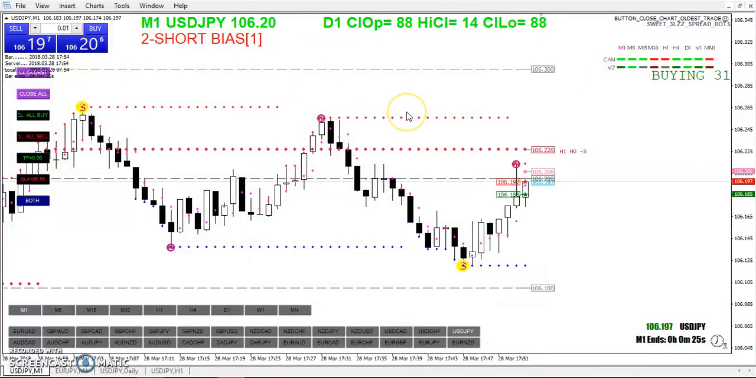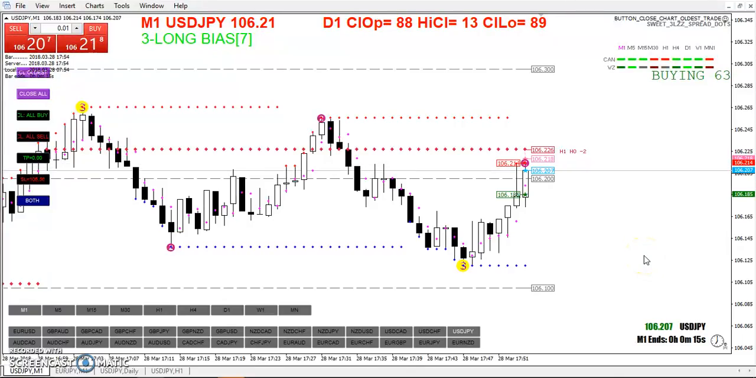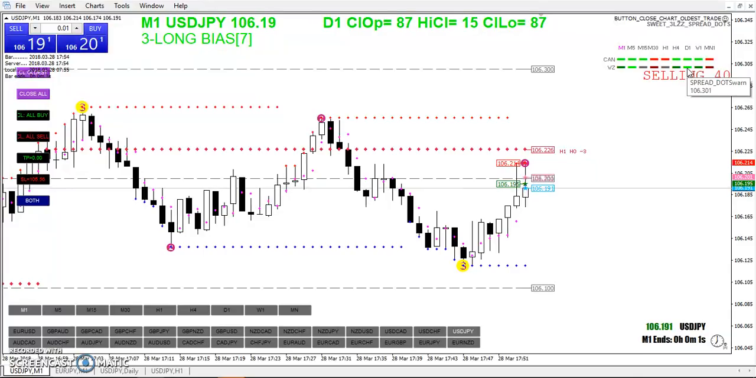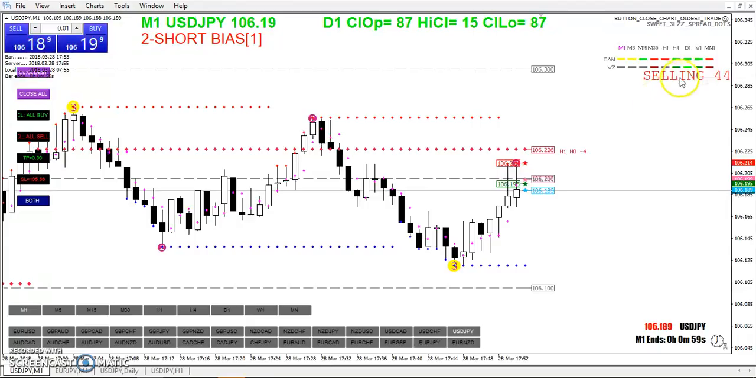Now, how do I trade with the spread dots? Well, what I'm looking for here is a direction to trade. Now, you can see here, we've got a green D1 on the candle color multimeter. And the wick zone is showing that the price is above the previous day's high. That's why it's bright green or lime green. And I just missed a trade here because you see we've got selling.